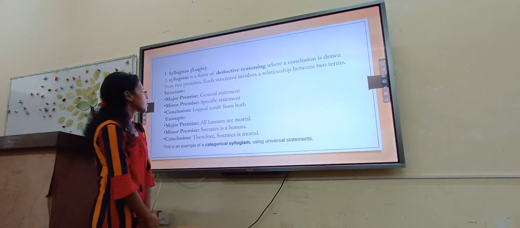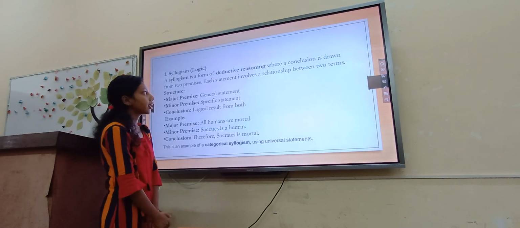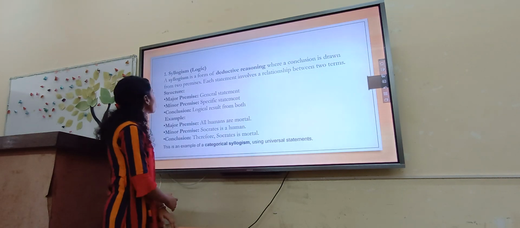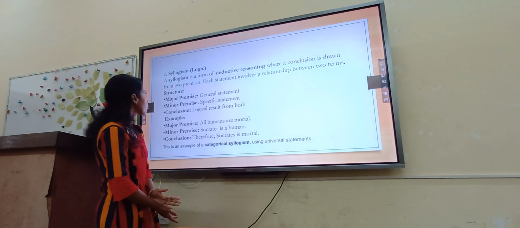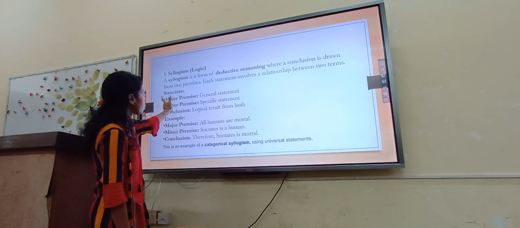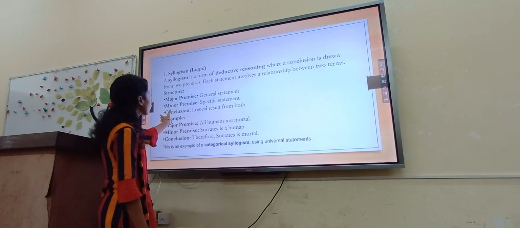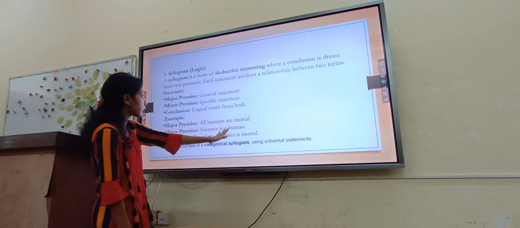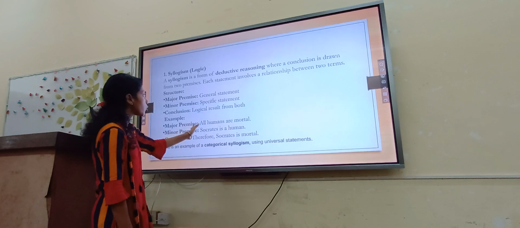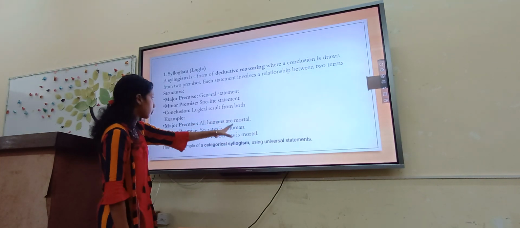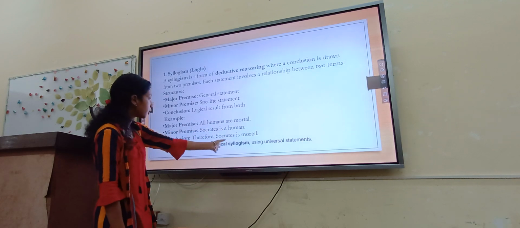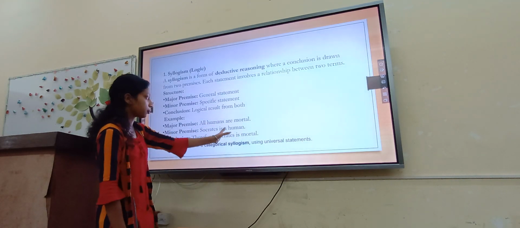A syllogism is a form of deductive reasoning where a conclusion is drawn from two premises. Each statement involves a relationship between two things. The structure has a major premise, the general statement, a minor premise, the specific statement, and a conclusion, the logical result from both. For example: all humans are mortal, Socrates is a human, therefore Socrates is mortal.